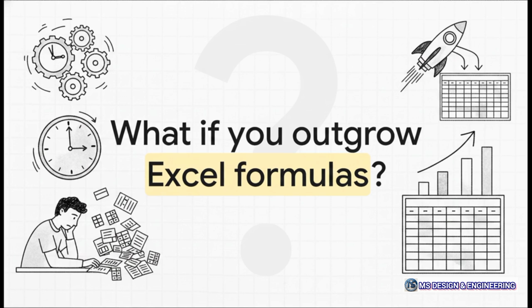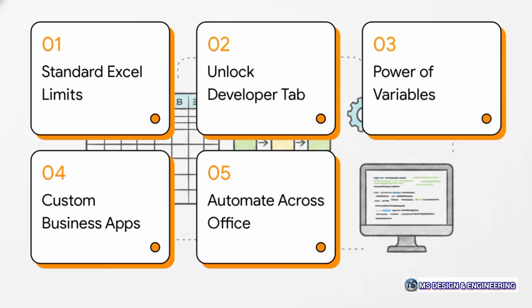So it really begs the question. How on earth do we scale our business operations effectively without just working around the clock? We literally need a way out. So today, we're going to walk through that analyst's evolution. We'll cover 1. The wall of standard Excel. 2. Unlocking the developer tab. 3. The power of variables. 4. Building custom business apps. And finally, 5. Automating across Office.